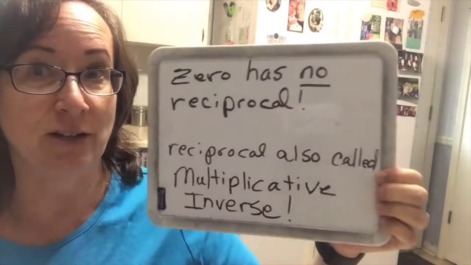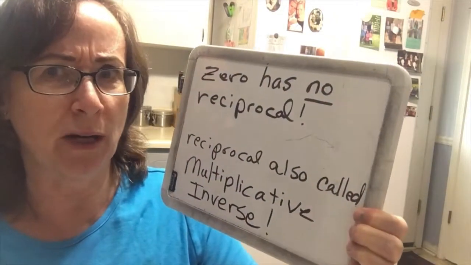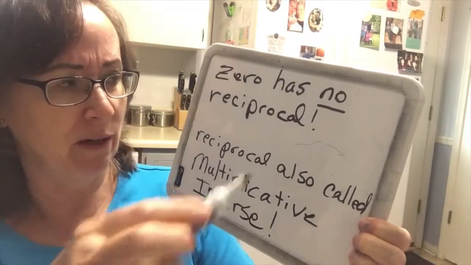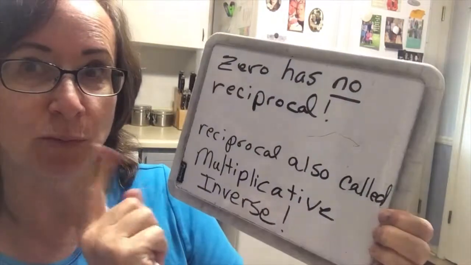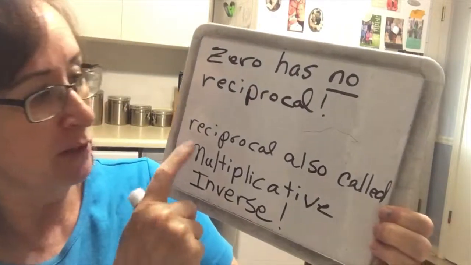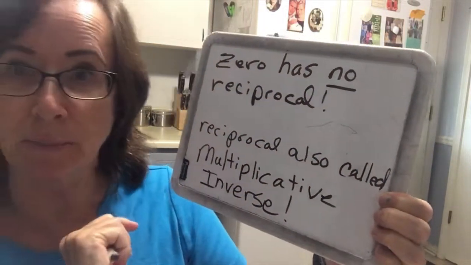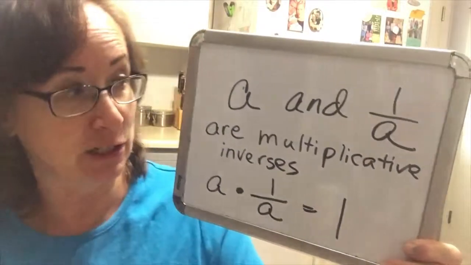0 has no reciprocal, okay, because what about 1/0? 1/0 is undefined, isn't it? And we have another rule about reciprocals that 0 cannot match. So reciprocals are also called multiplicative inverses. So then, this is the rule that 0 can't match here.